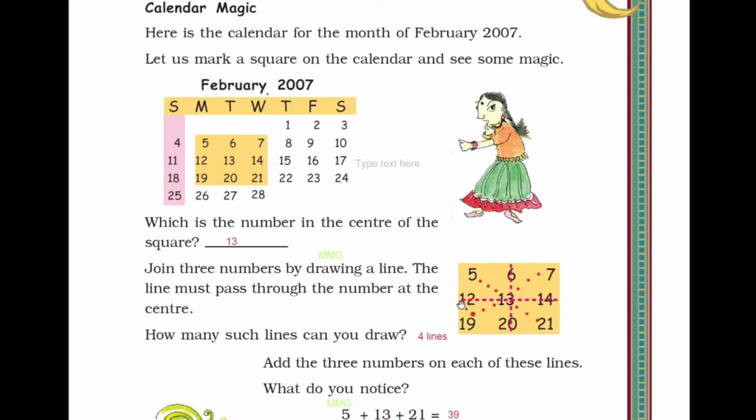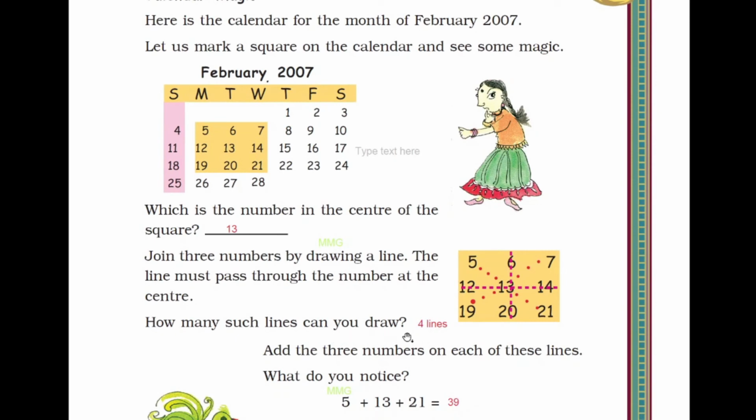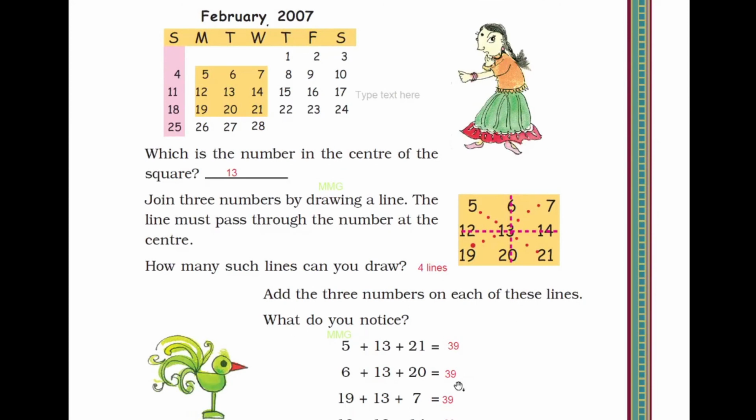Join 3 numbers by drawing a line. After joining them, you may see here that 4 lines which pass through the number at the center have been drawn. So if someone asks how many such lines you can draw, the answer would be 4. 1, 2, 3, 4. Now, you are supposed to add the 3 numbers which are situated on one line, such as 5, 13, 21. Add them up together. The answer would be 39.